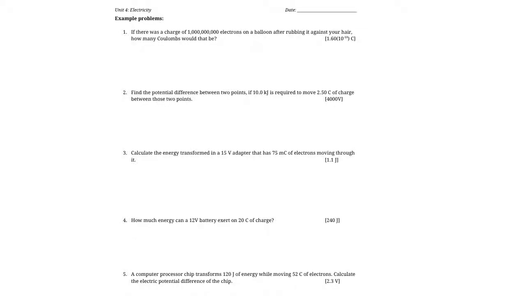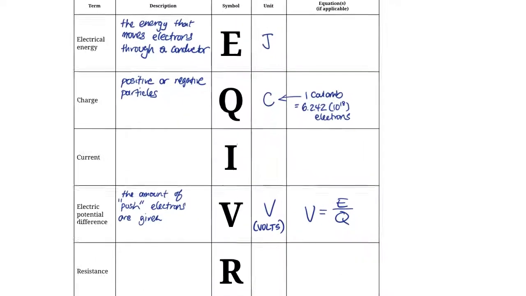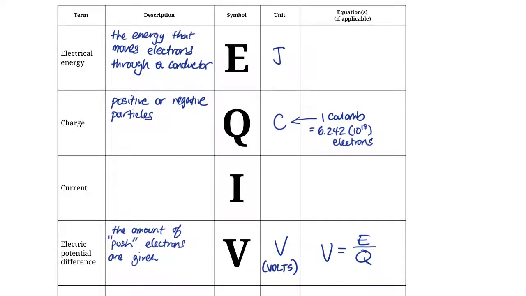In this video, we're going to answer these problems that have to do with charge, electric potential difference, and electric energy. Before we actually answer the questions, let's go up here to our summary table of what these different things are. So first of all, we have electrical energy, and we know that's just the energy involved with electricity, right? So we know that's measured in joules.